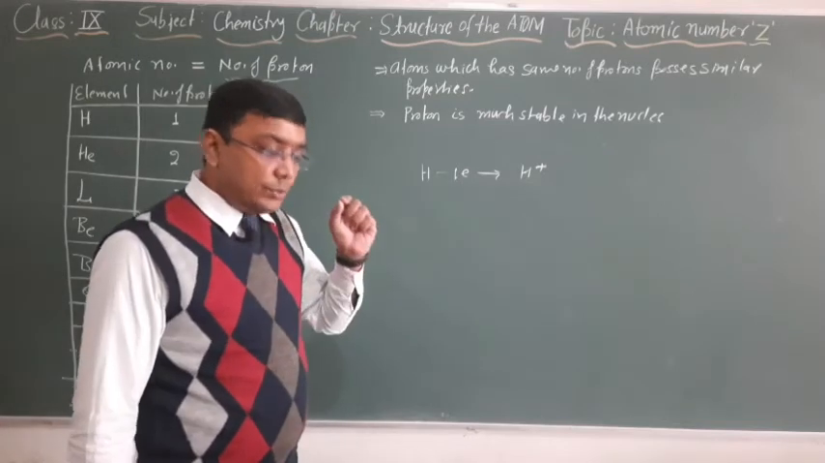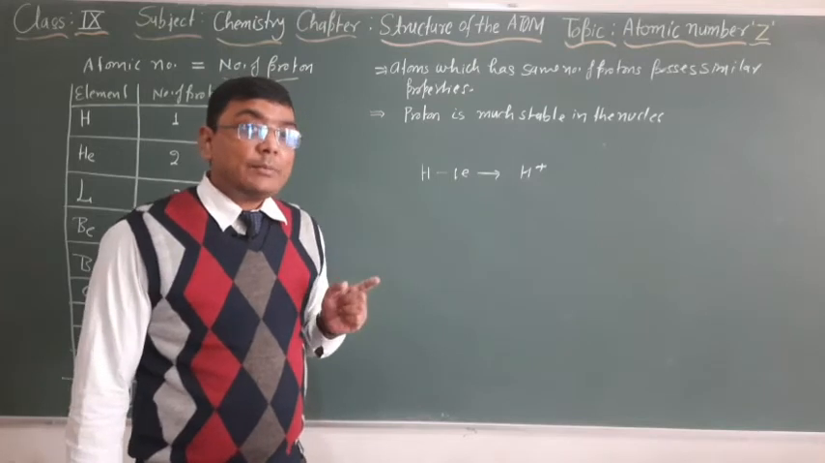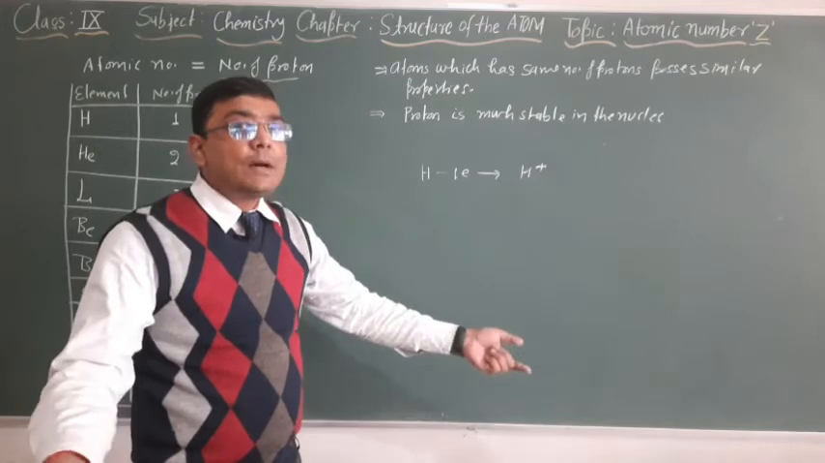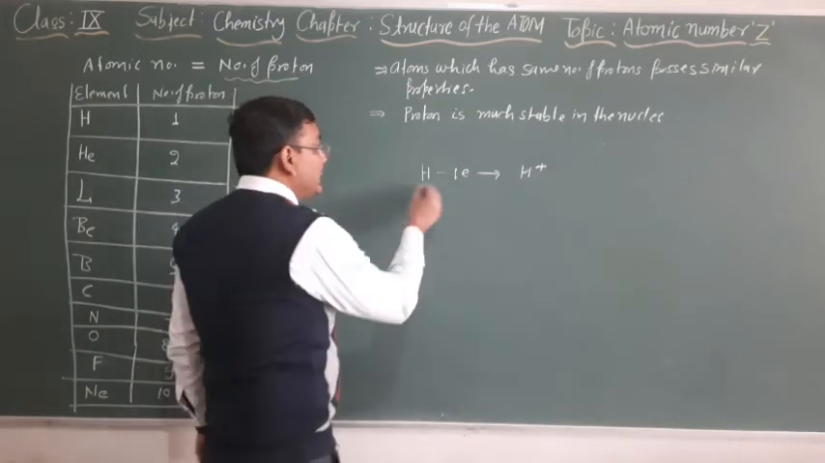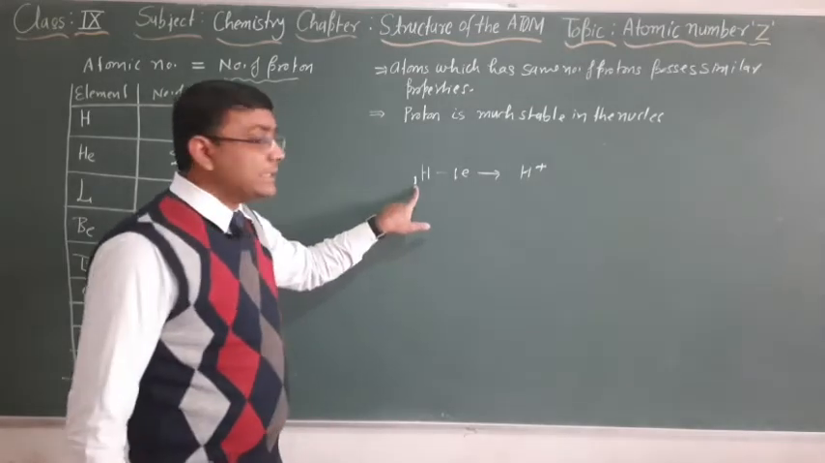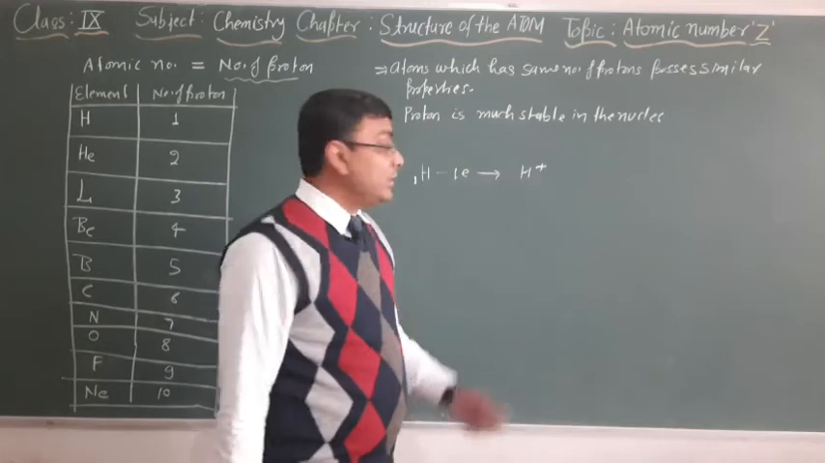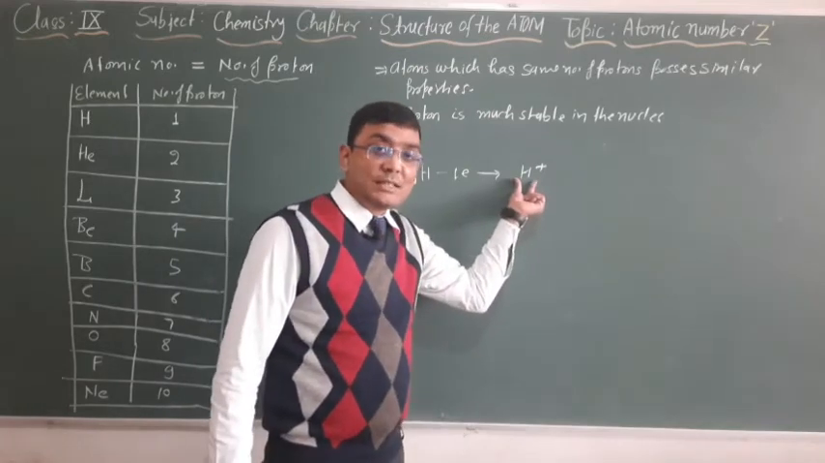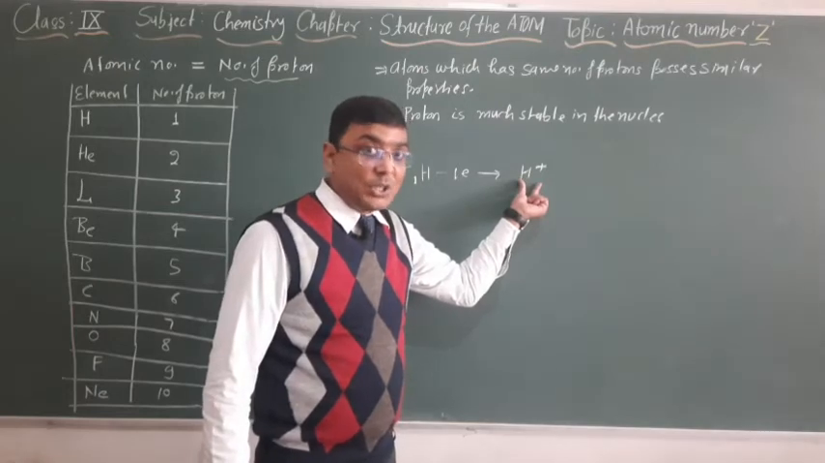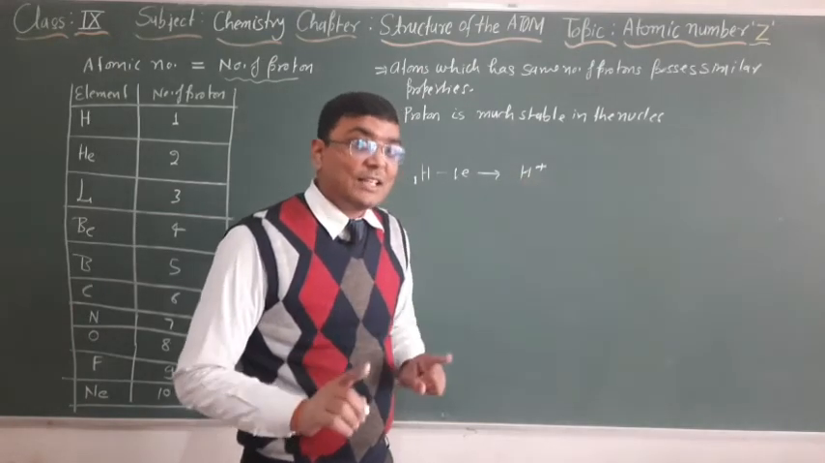Suppose you tell me, sir, I will not consider the number of protons as the atomic number, I will consider the number of electrons as the atomic number. There is no problem, you can consider that. So you tell me it has one electron, so you designate the atomic number as 1, right? And then I will ask, what will you consider the atomic number for this H+? Now confusion is created.